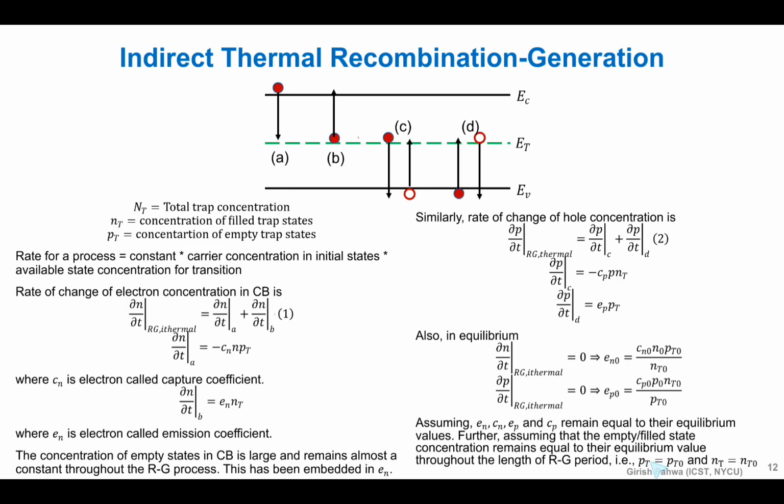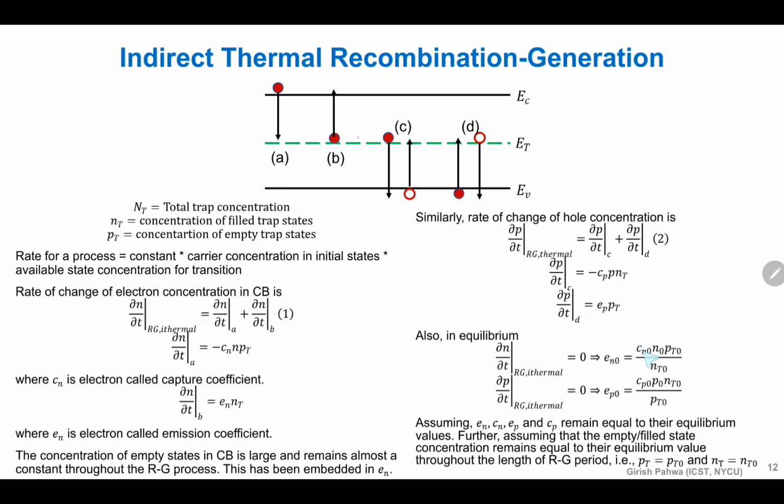It means PT at any point of time will be approximately equal to PT naught, and NT at any point of time will be equal to NT naught. They will change, but the change will not be much if I am talking about low level injection. Low level injection means my delta N and delta P, which are created here and here, are not very large quantities. So whatever the concentration of filled and trap states was in thermal equilibrium, I am assuming that even during this recombination generation process, that remains the same. So after making these assumptions, what do I get?